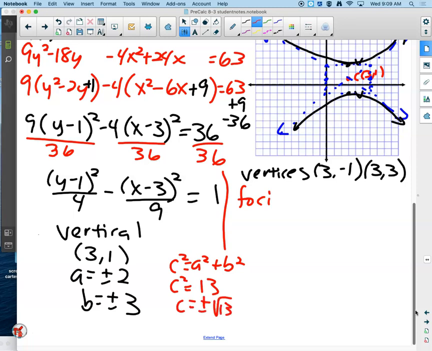And we stop and think. Anything I can do with that, simplify it? No, 13's prime. So what I have to know is the foci go on the same axis as the transverse axis, so our vertices. So that means this is still going to affect that 1. We're still talking about up and down for vertical. So the foci will be 3 and then 1 plus or minus the square root of 13.